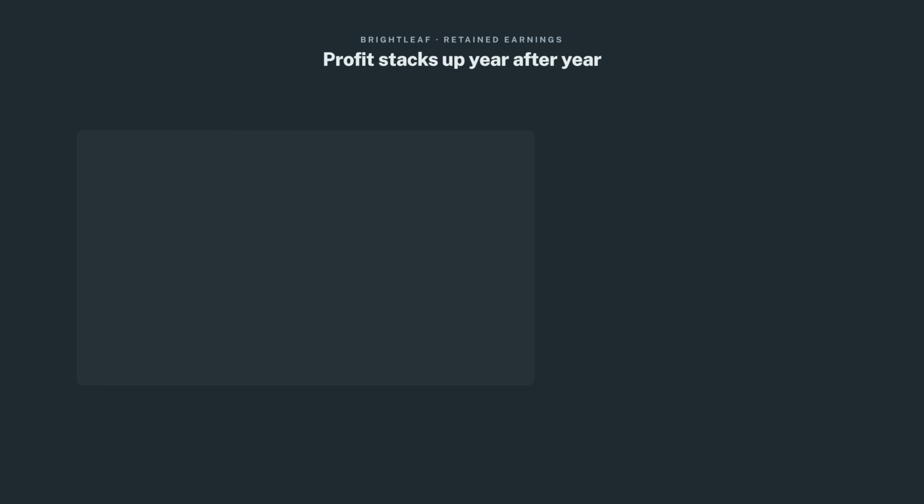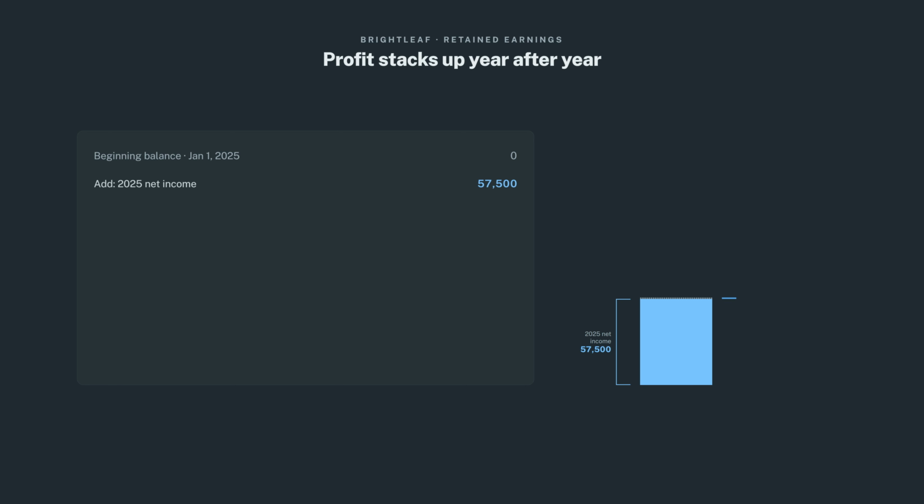The company started on January 1st, 2025, so every account began at zero. In 2025, it earned $57,500 of net income, which was then closed into retained earnings. Though it does look like some of those earnings were paid out to owners during 2026, as the amount retained at the end of 2026 is less than the total net income in 2025 and 2026. We don't need to worry about that right now. We'll figure out what happened there on a totally different report, the statement of equity.